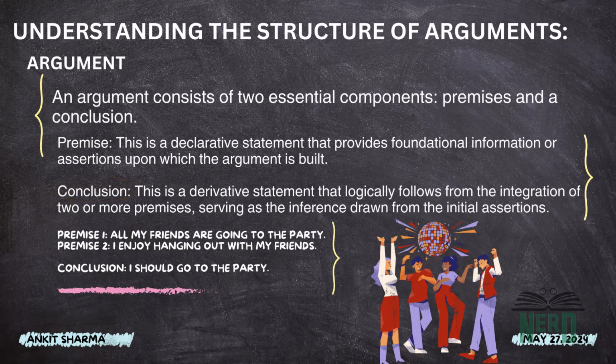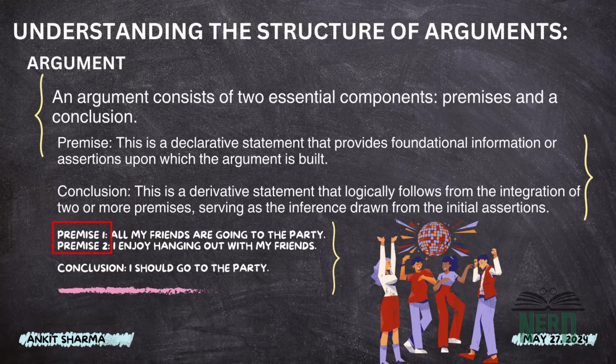Think of an argument as you deciding what to wear based on the weather. Here's how it goes. Premise is like your weather check. It's really cold outside today. Conclusion. This is your decision based on the premise. I should wear a heavy jacket. Here, your premise is a simple observation or statement about the weather. The conclusion is what you decide to do because of that statement.